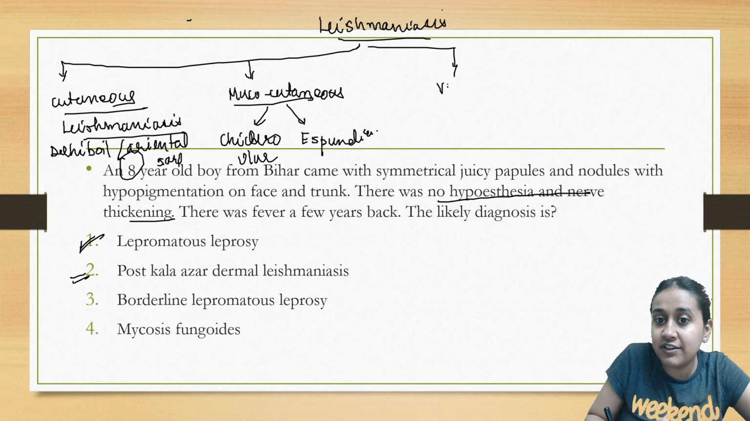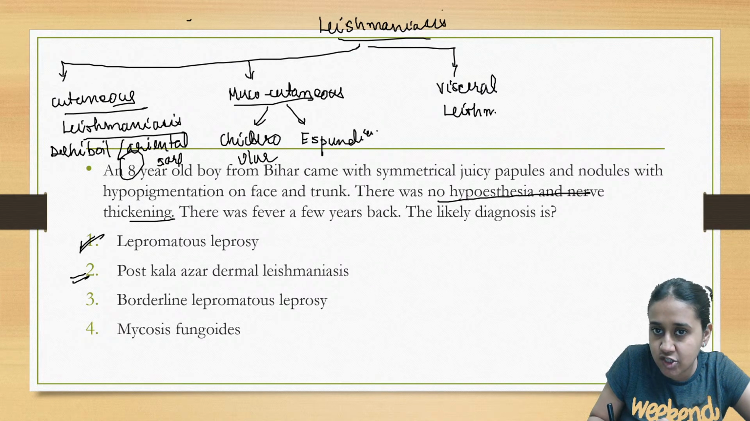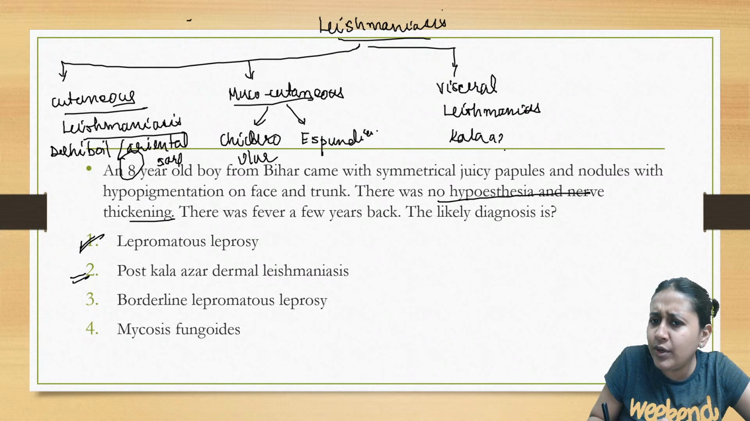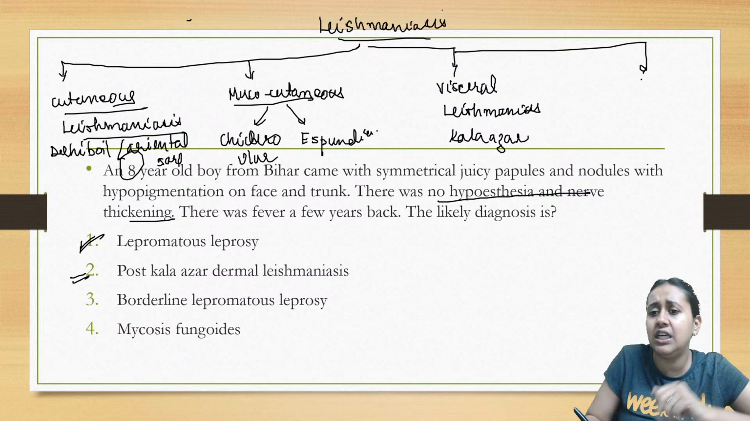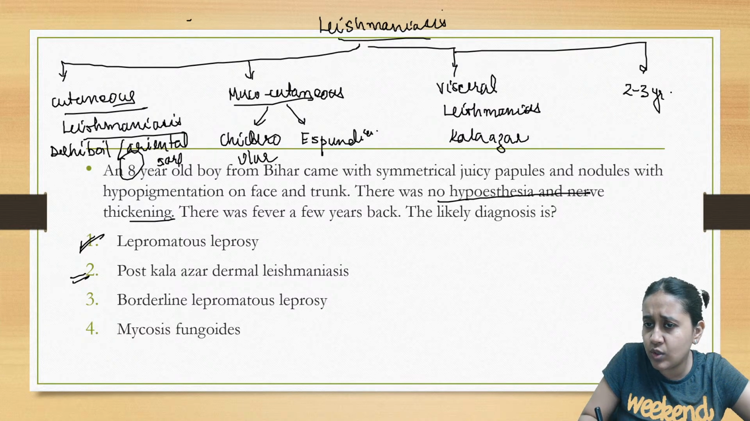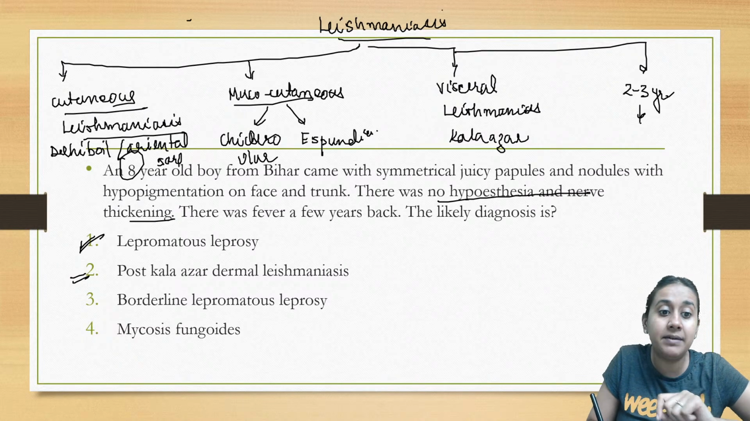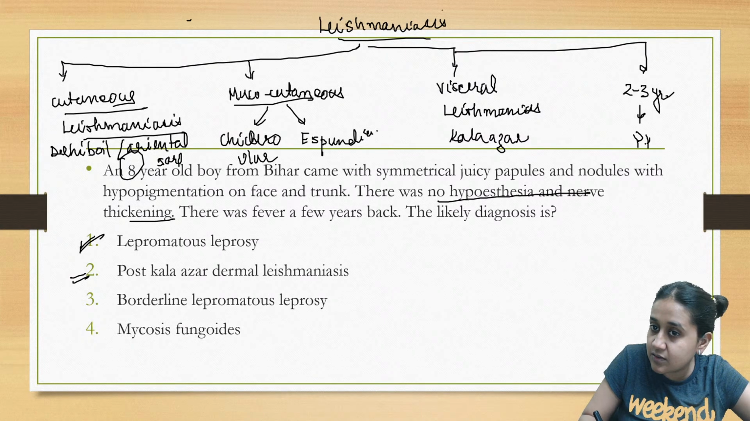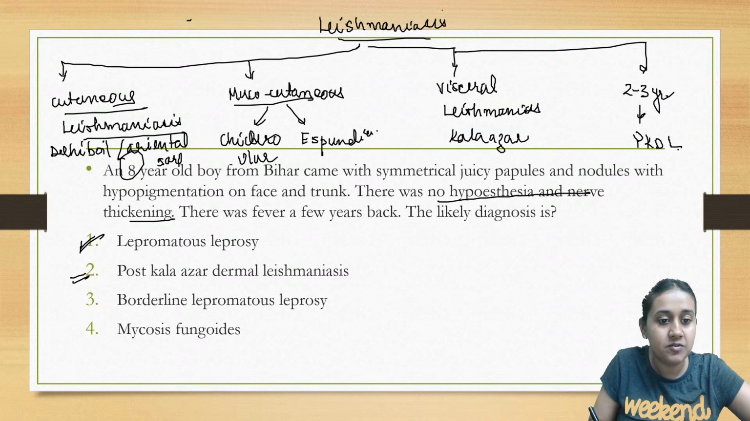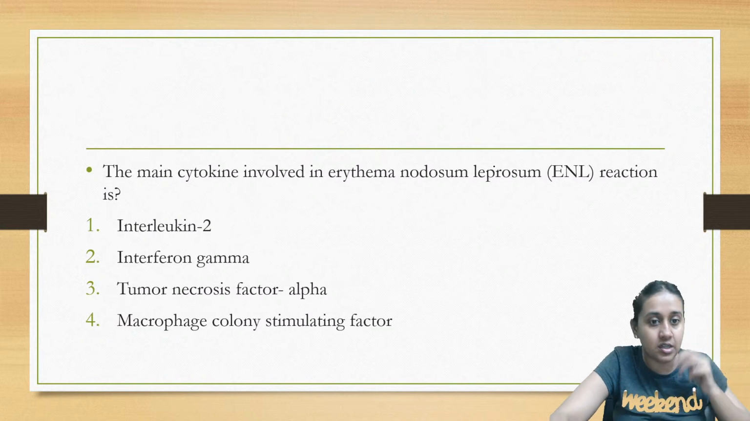The next was visceral leishmaniasis, which is known as Kala Azar. And in a few individuals, after recovery from Kala Azar, maybe 2 to 3 years after that, the patient develops hypopigmented lesions as well as juicy symmetrical papules, and this is known as PKDL. So the correct answer of this question is option number 2.